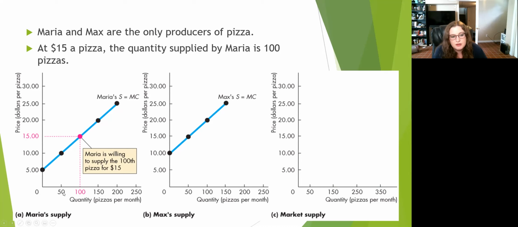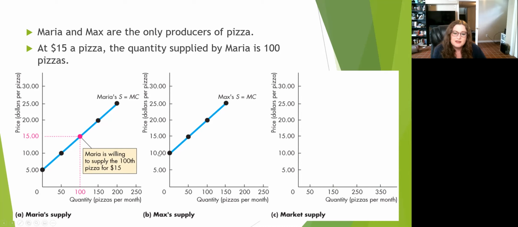$10 is pretty good, but then her marginal cost goes up. Producing that 51st pizza is more expensive than producing the 5th or 6th pizza. So as the cost to produce goes up, she has to have a higher price if she's going to produce more. Her minimum that she's willing to accept goes up the higher the quantity. So maybe at 100 pizzas she needs $15. Or we see the pairs between $20 and $150, $25 and $200. Okay, so that's Maria.